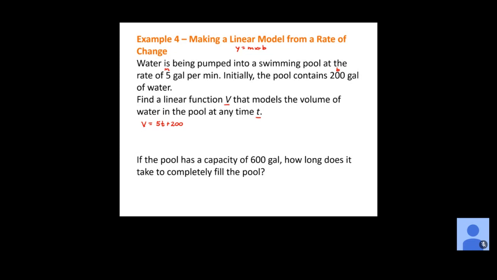Okay, now the question is, if the pool has a capacity of 600 gallons, how long does it take to completely fill the pool? How are we going to figure that out? Good. We're going to let 600 be our volume, and we're going to solve for t now. This is going to be 600 equals 5t plus 200. 600 is the volume. That's the volume of the whole pool. We want to know how long it's going to take to get there, so we need to know t. So then what would you do first to solve that equation?